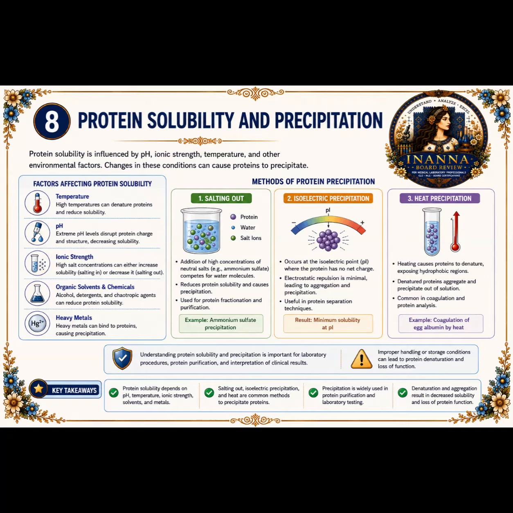Another method is isoelectric precipitation. At the isoelectric point, or pI, the protein has no net charge, so electrostatic repulsion is minimal. This allows proteins to aggregate and precipitate. Heat precipitation occurs when increased temperature denatures the protein, exposing hydrophobic regions. These unfolded proteins may aggregate and fall out of solution. Understanding protein solubility and precipitation is important in laboratory testing, protein purification, specimen handling, and interpretation of clinical results.